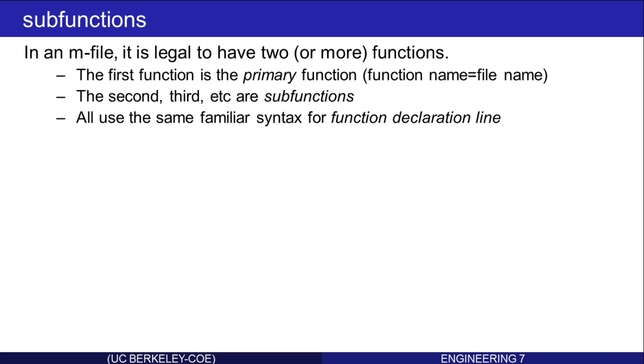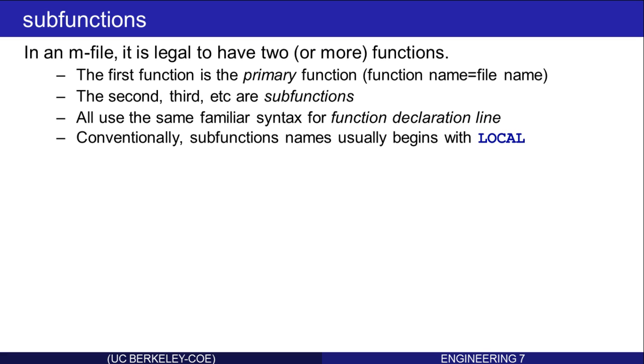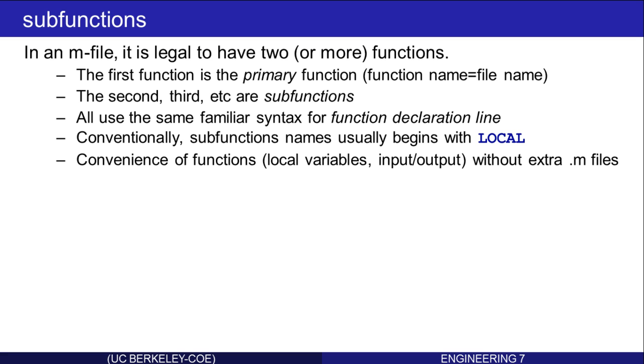They all use the same syntax for a function declaration line. The subfunction names can be anything different than the function name. Conventionally, they usually begin with the word local in caps. It's a little easier to search for subfunctions if they all begin with the word local. They give you the convenience of functions, that is, local variables within a function, and communication to the caller only through input and output arguments, but without the extra mfiles.